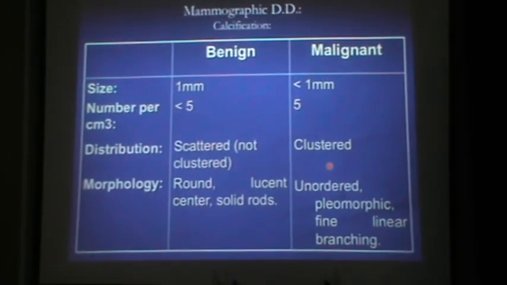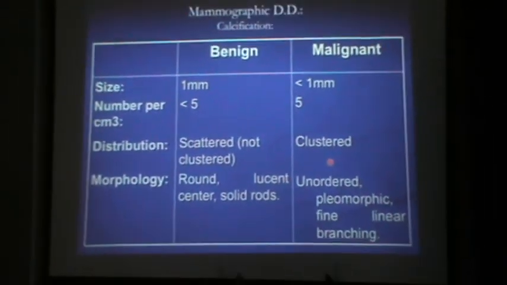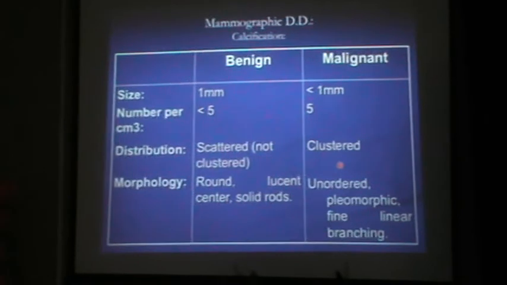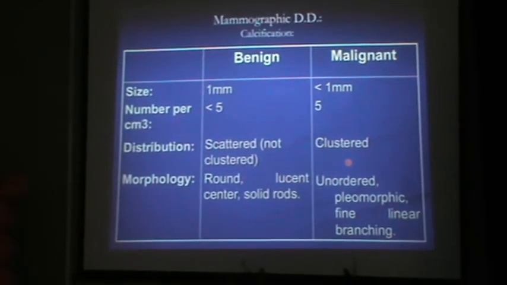Calcification. In benign masses, the size of the calcification is 1 millimeter or more. The number is more than 5 per cubic centimeter. They are scattered calcifications, not clustered. They are rounded, with lucent center, or solid rods.